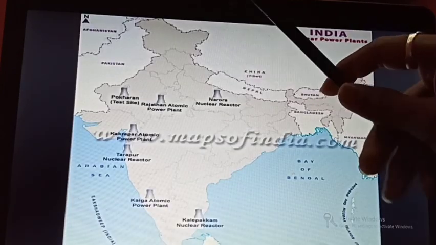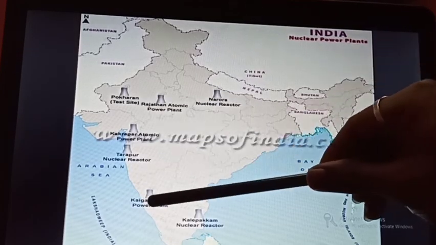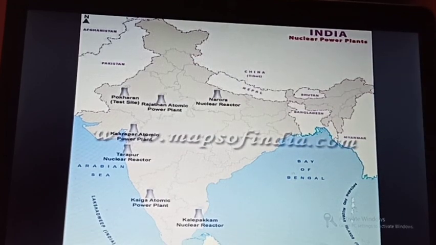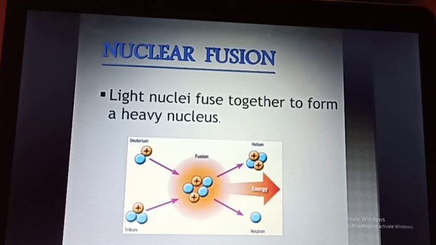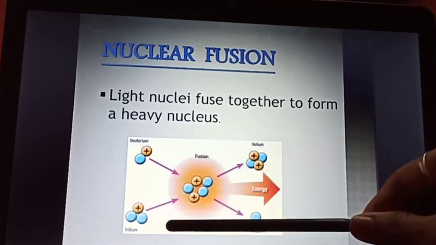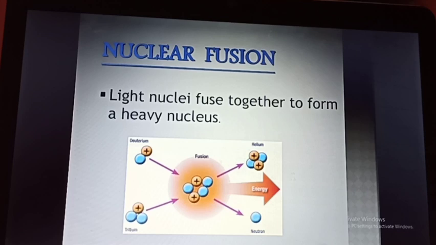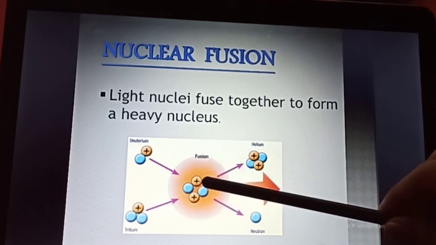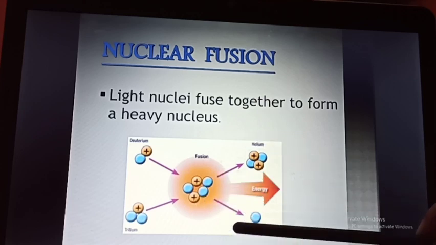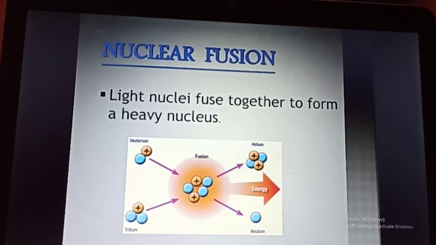So these are the places where nuclear power plants are. Okay, so now we will discuss another part of nuclear reactions, that is nuclear fusion. This type of reaction is only possible in the sun, stars, etc. Actually here deuterium and tritium, isotopes of hydrogen, combine or fuse to form helium, and a huge amount of energy is released. These types of reaction only occur where the temperature is huge. That means it is only possible in stars, the sun, etc.